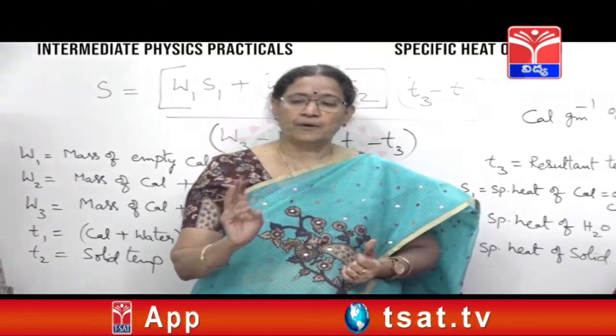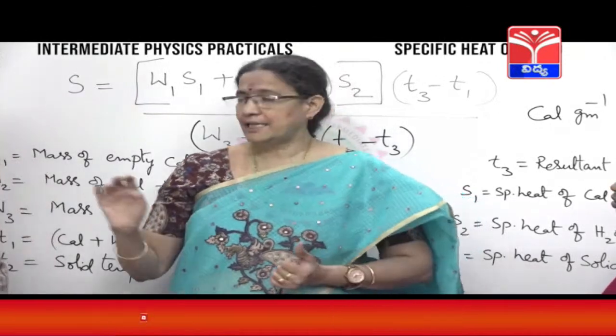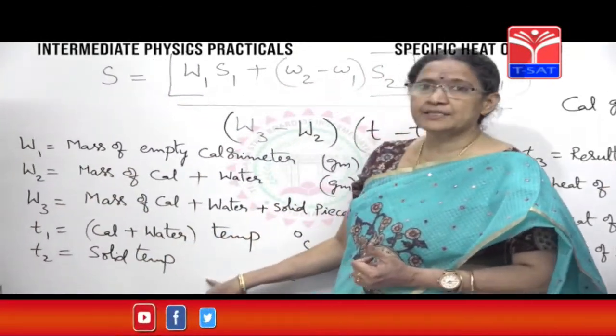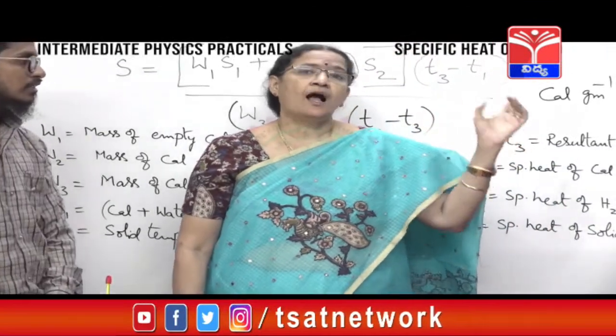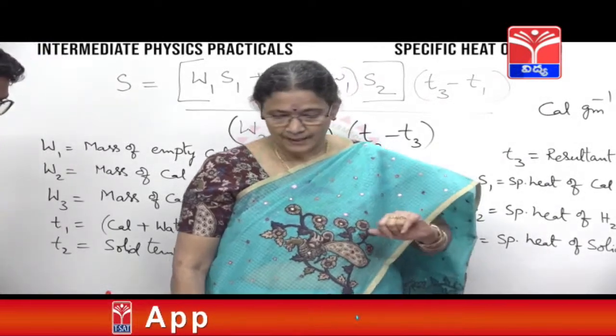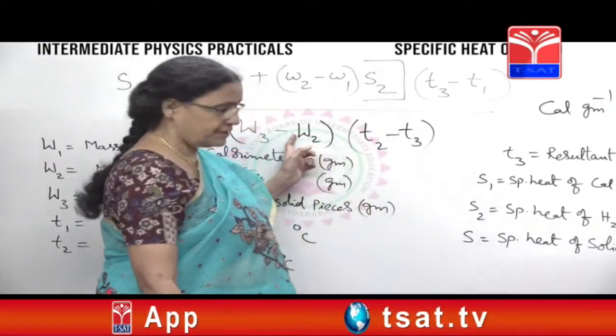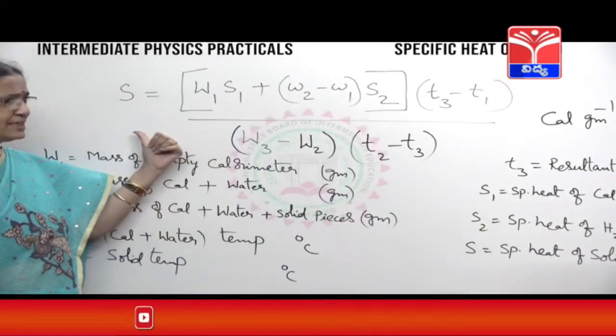I'll tell you. Number 1, T1, the initial temperature of calorimeter and water. T2 is the temperature of the hot solid. And T3 is the resultant temperature after you transfer the lead shots into the calorimeter. Now, this formula, which is written on board, is arrived. There is a big derivation for this actually.